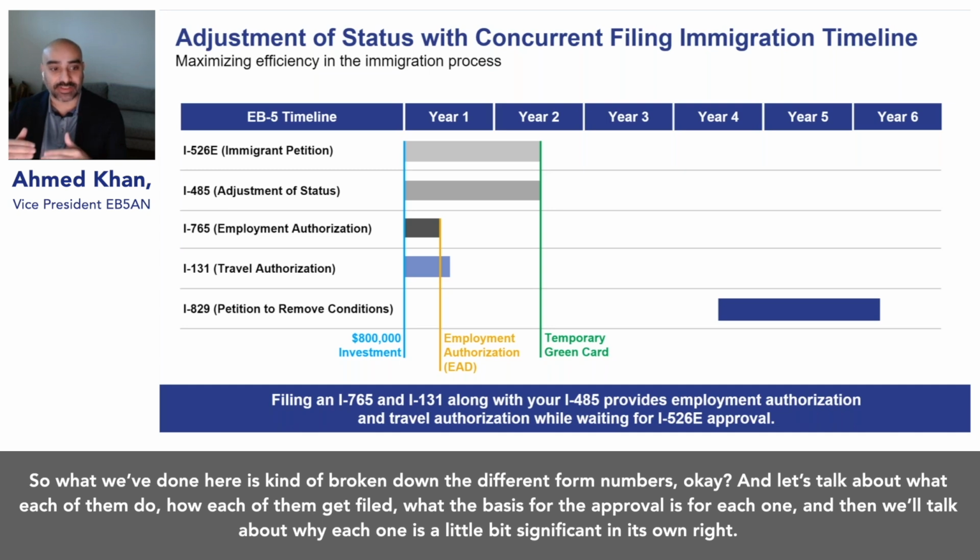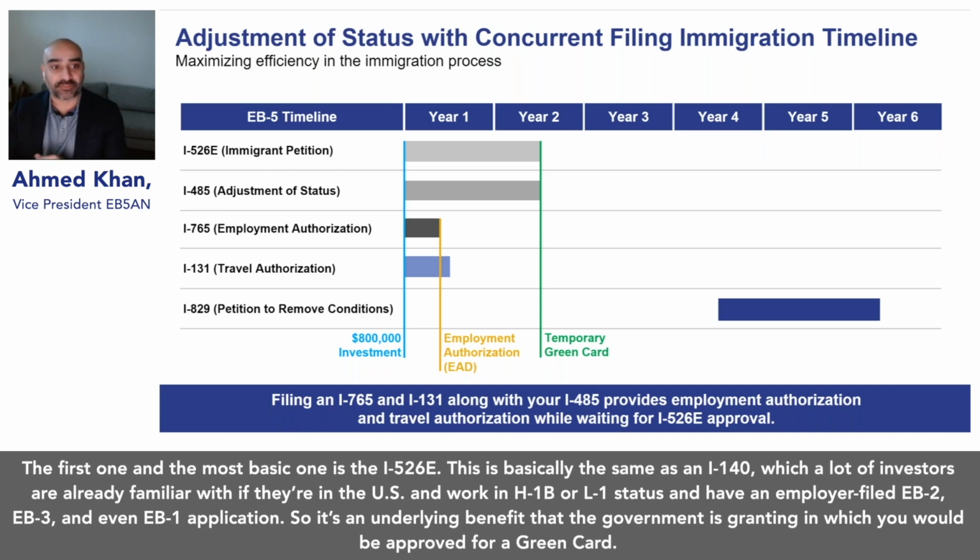And let's talk about what each of them does, how each of them gets filed, what the basis for the approval is for each one, and then we'll talk about why each one is a little bit significant in its own right. The first one and the most basic one is the I-526E. This is basically the same as an I-140, which a lot of investors are already familiar with if they're in the U.S. and work in H-1B or L-1 status and have an employer-filed EB-2, EB-3, and even EB-1 application.